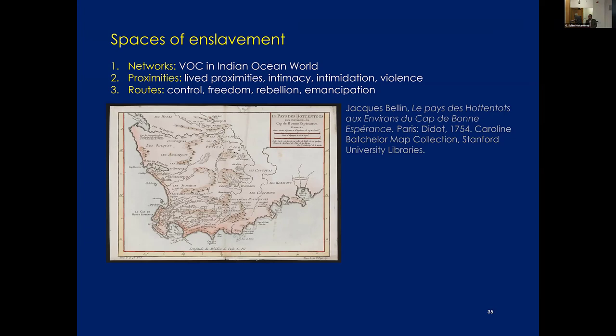But a key point is that the scale of the economy at the Cape was much, much smaller than that of the southern United States. And so you wouldn't find the large numbers of slaves on a single estate in the same way. Whether that meant better or worse treatment, it's very hard to make a general assessment.